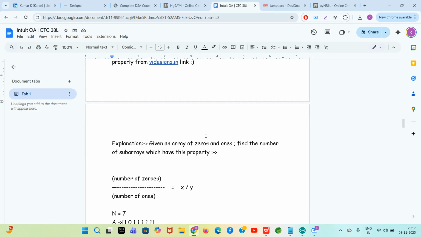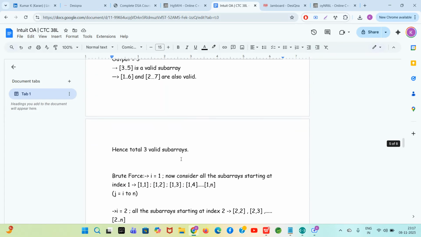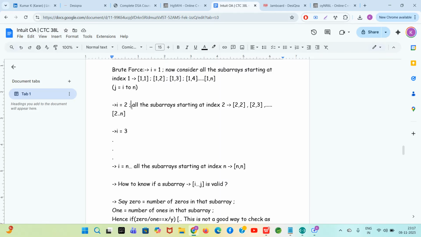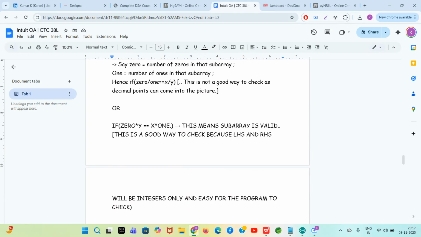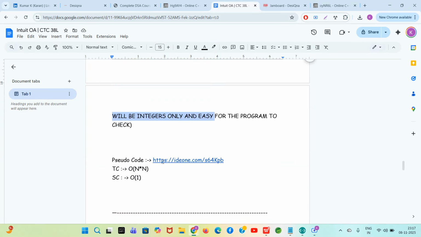So guys, the O of n square brute force solution is clear, right? You will just traverse. See, with brute force, you can see all the subarrays starting at index 2, all the subarrays starting at index 1. And you can just do brute force. If 0 into y is equal to x into 1, then the job is done. But guys, I will show you the pseudo code also.